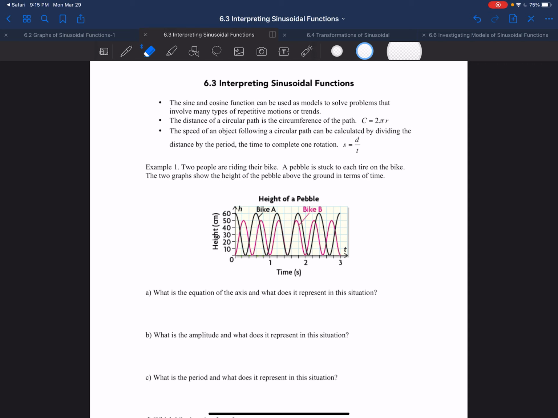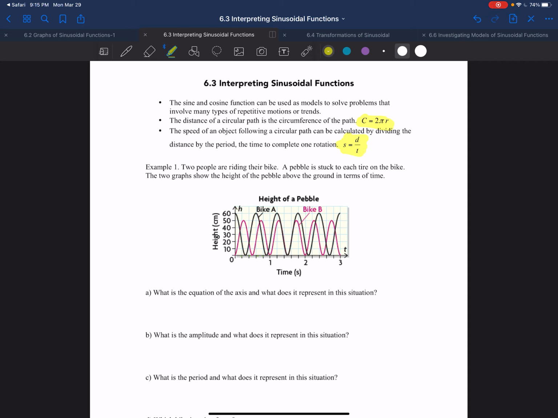Okay, so we're looking at 6.3, interpreting sinusoidal functions. And I'm going to go through example 1 and 3 for this handout. We do have to remember a couple things. So circumference of a circle is 2 pi r, and speed is distance over time. So you'll see why in a second.